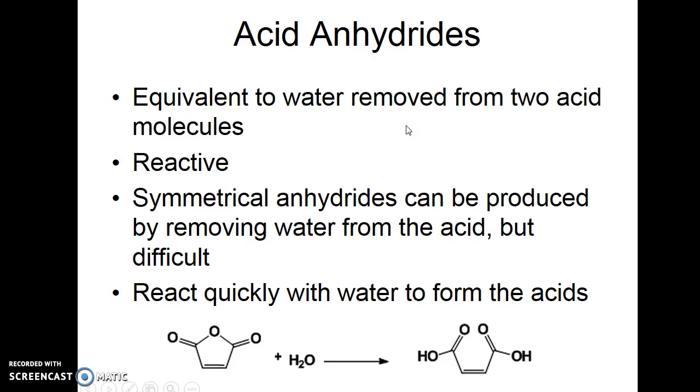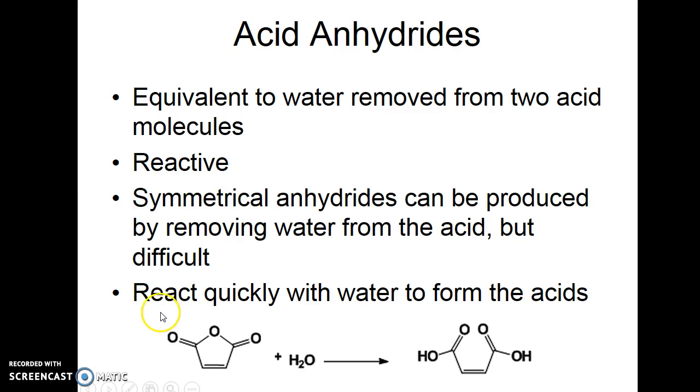Acid anhydrides are basically two acids that have been joined together by the removal of water. You can make them that way, but it's kind of hard. You have to have special equipment and really work hard at removing the water. This is an example of an anhydride down here, maleic anhydride. It's highly reactive towards water and easily cleaves open to give the diacid.